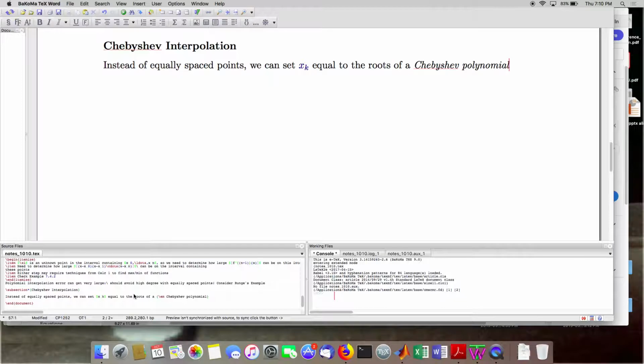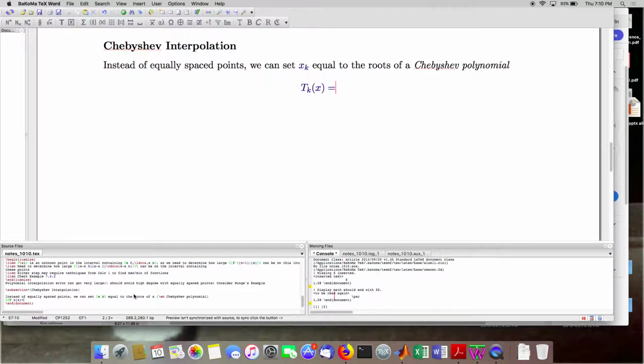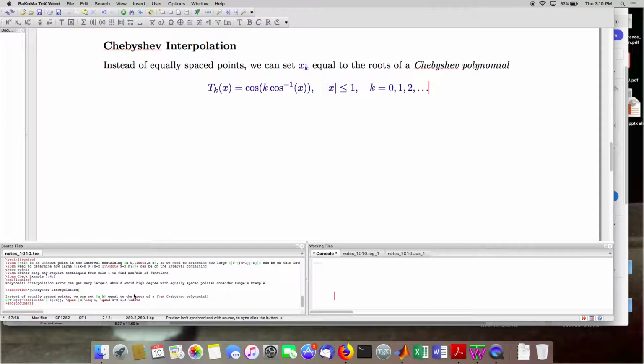Now, here's a definition of a Chebyshev polynomial. T_k of x is equal to cosine of k times inverse cosine of x, at least for x between -1 and 1. Now, I've just called these things polynomials, but that doesn't look like a polynomial at all. So you may think, what am I on here? It turns out they really are polynomials. So I'll show you why.